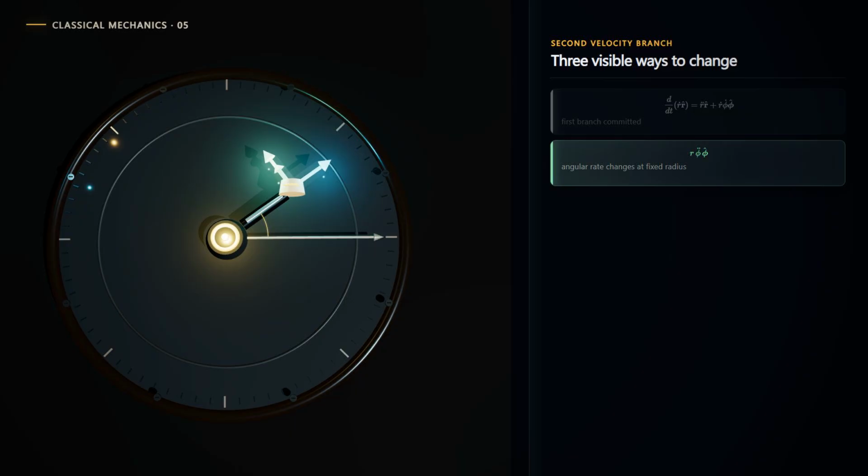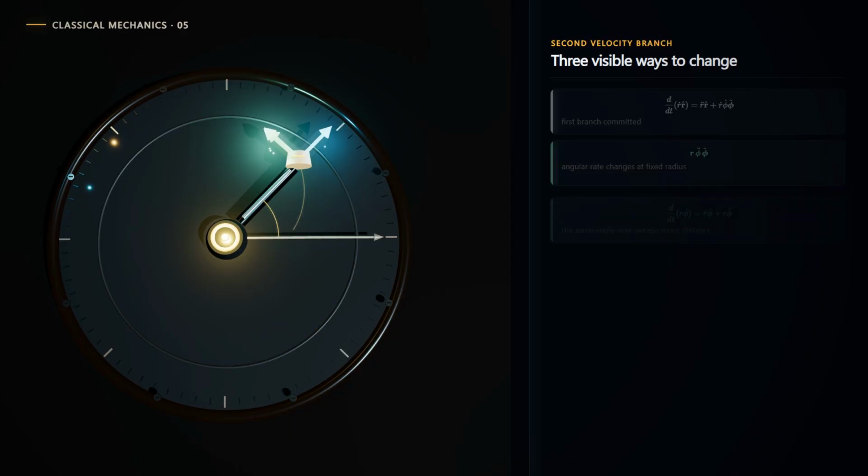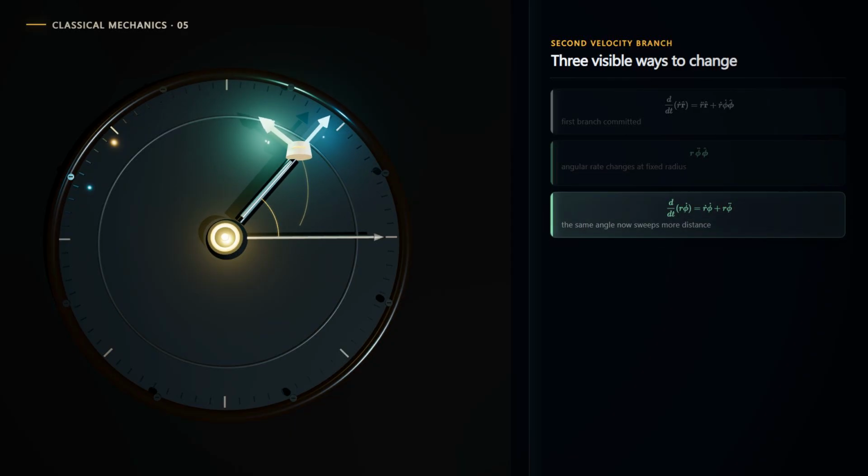Reset again. This time keep phi-dot steady while the tracer slides outward. The same radians per second now sweep a longer arc each second. Speed along phi-hat rises by r-dot phi-dot, producing another contribution along phi-hat. The compass is turning at exactly the same rate.